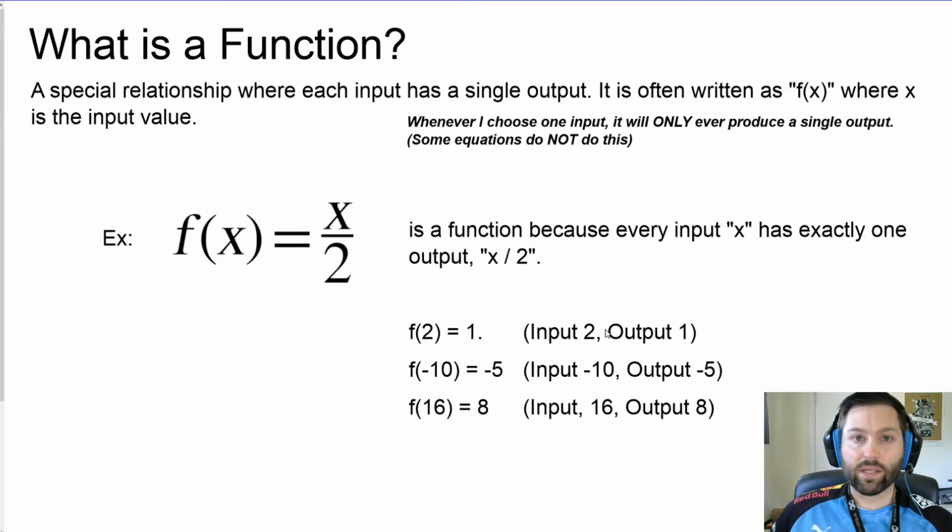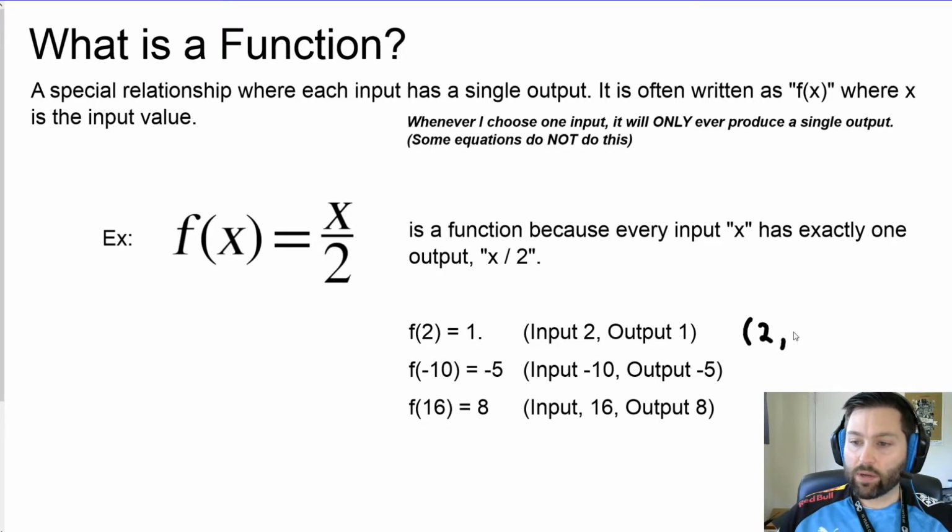But if I take a look at the example, f of x equals x divided by 2, I know this is a function because every input x will have exactly one output, x divided by 2. So some samples: f of 2 equals 1, where that's an input of 2 and an output of 1. Another way to write this would be the coordinate pair 2 comma 1, and you guys have seen that before. The next one would be negative 10 comma negative 5. And the next one would be 16 comma 8. So that's another coordinate pair.